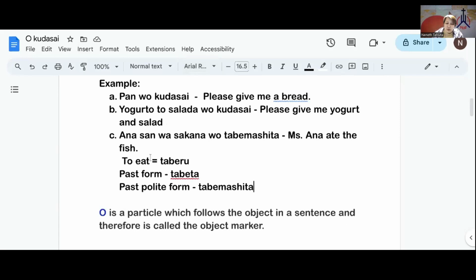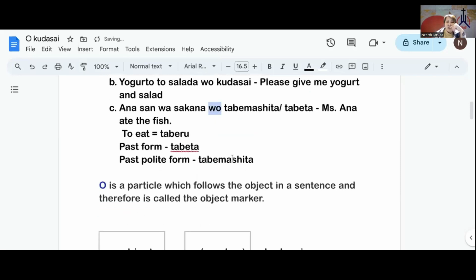So, we are going to go into the conjugation next week. So, tabemashita means past polite. Or you can also say here, tabeta. Anna-san wa sakana o tabeta can also be used, but this is informal, a casual way. But the tabemashita here is the polite way. So, we have here wo. So what is a wo here? The particle wo.